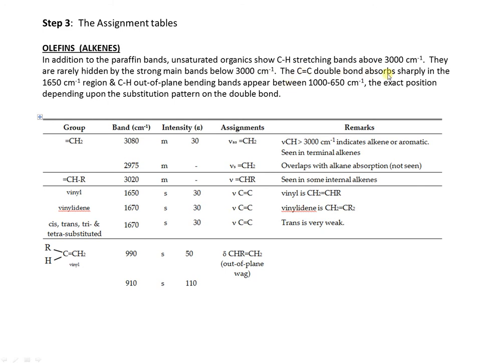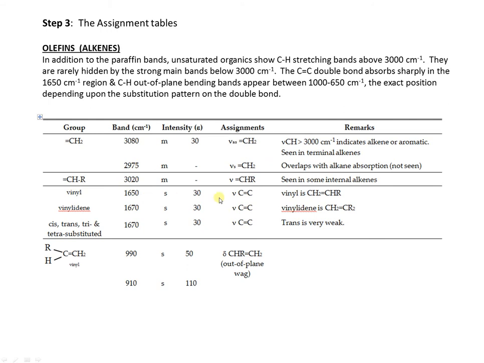The carbon-to-carbon double bond absorbs sharply in the 1650 wave number region, as we said already, and the CH out-of-plane bends occur again somewhere between 1000 and 650 wave numbers. The exact position depends upon how the bond is oriented and where it's located. So here in our assignments table, we see this terminal CH2 group at 3080 wave numbers, and it's an asymmetric stretch. That's what you'd write down. There is also an absorption band at 2975, but this wouldn't be seen. It always will overlap with the alkane, so I generally ignore that.